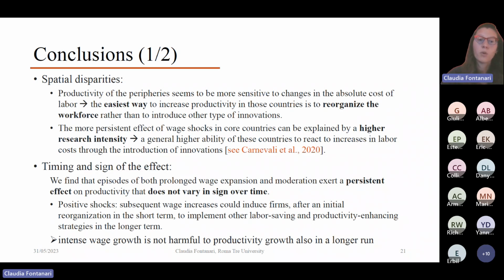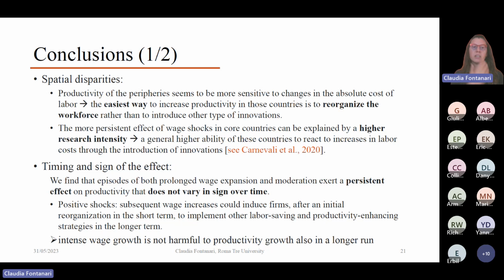On the other hand, the more persistent effect of wage shocks in core countries can be explained by a higher research intensity. So a generally higher ability of these countries to react to increasing costs, and especially labor costs, by introducing innovation and increasing the mechanization of the process.